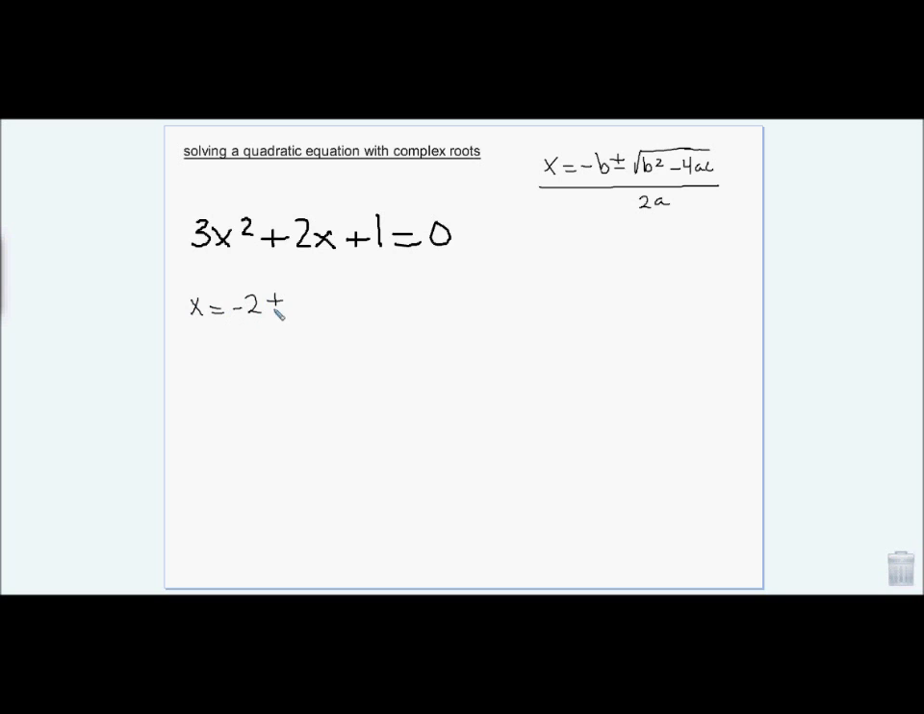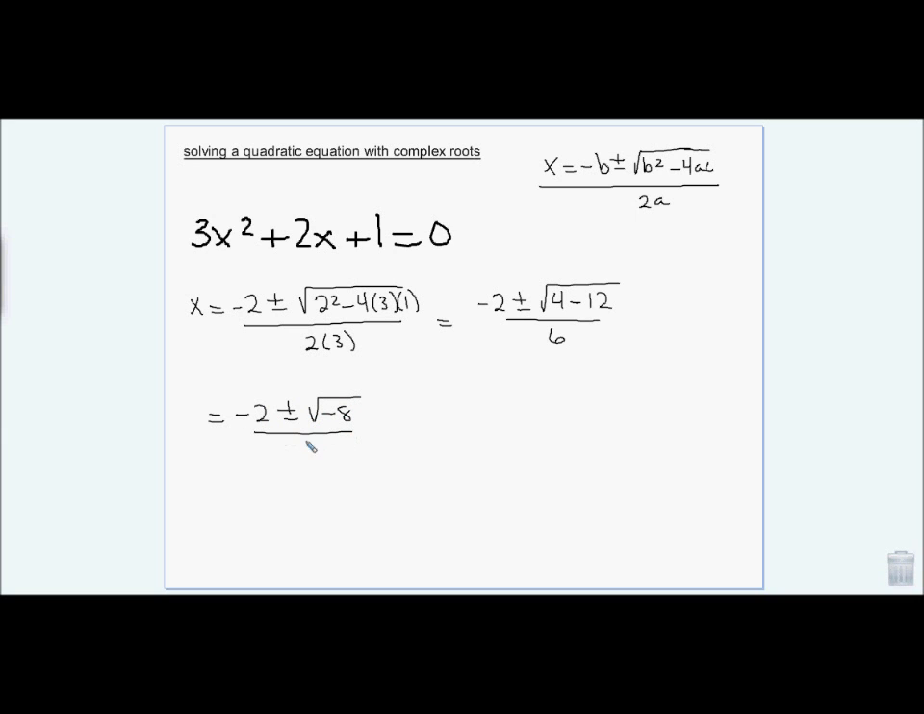So we get negative 2 plus or minus the square root of 2 squared minus 4 times 3 times 1 over 2 times 3. So I get negative 2 plus or minus the square root of 4 minus 12 over 6, which gives me negative 2 plus or minus the square root of negative 8 over 6.